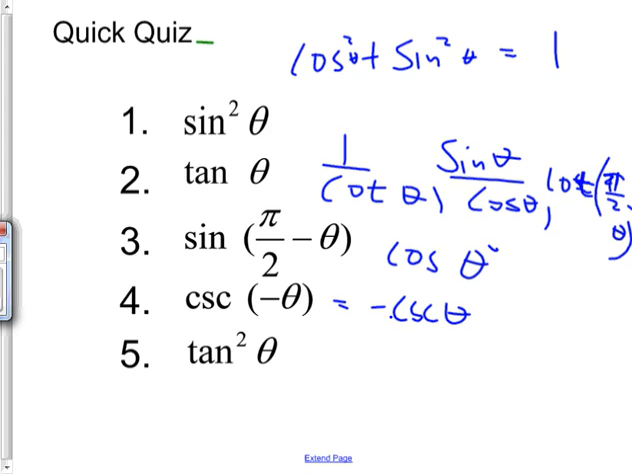And the last one, tangent. That one you can go back to secant. Yep, and this one's secant squared theta minus 1. Or you could do it a different way. Did anybody think of this? Sine squared over cosine squared. It will work. Is there anything else? 1 over cotangent squared. Very good.